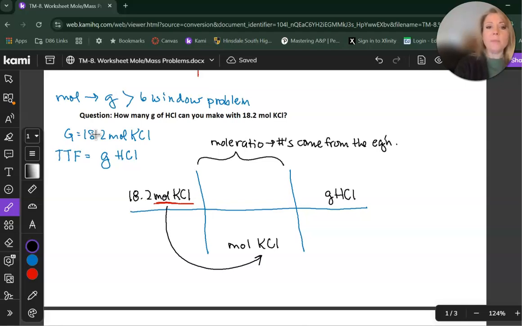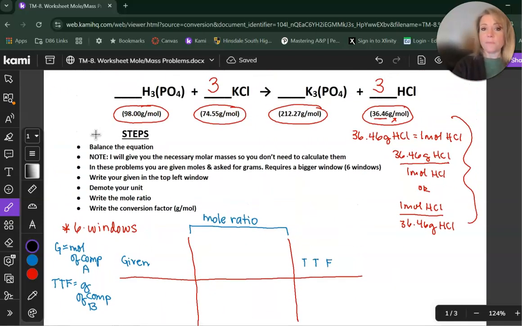Now at the top, I'm going to write moles, because remember, this is the mole ratio, moles of the compound that I'm looking for, the compound that I'm trying to find. Well, the compound that I'm trying to find is HCl, so I'm going to put moles of HCl here at the top. Now what I have to do is find the numbers that I want to write in front of moles. So I need to refer back to my equation here.